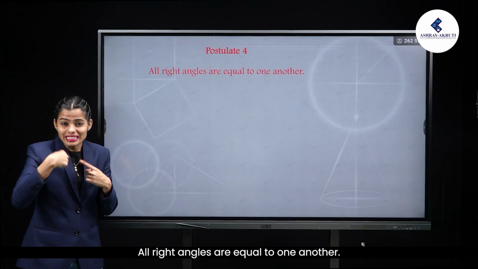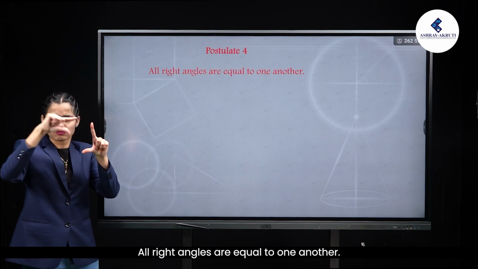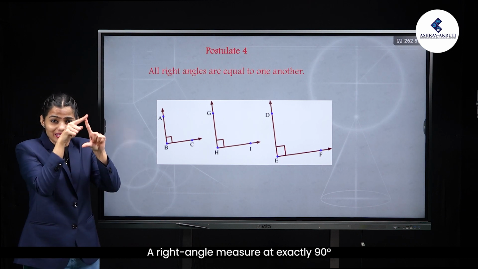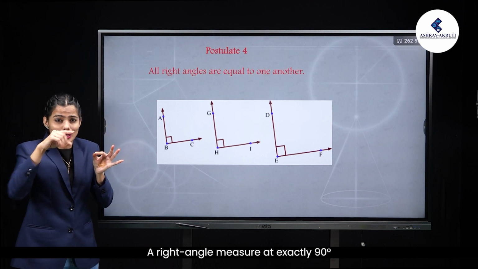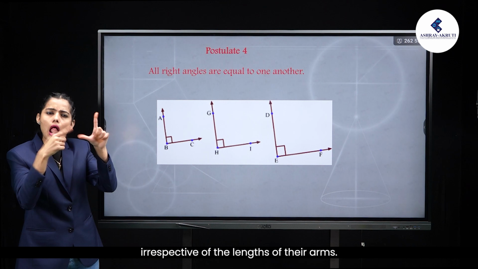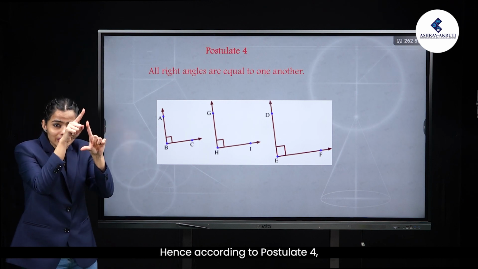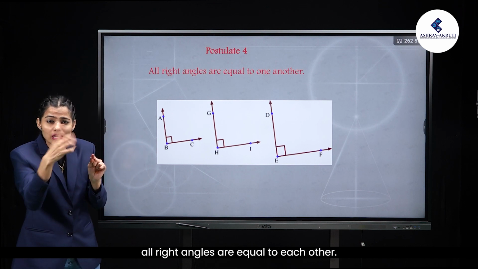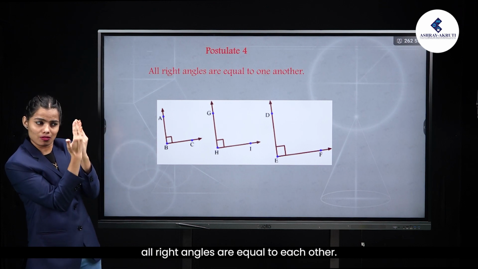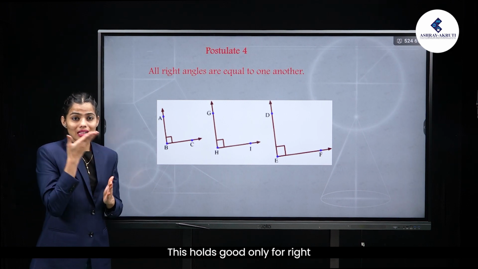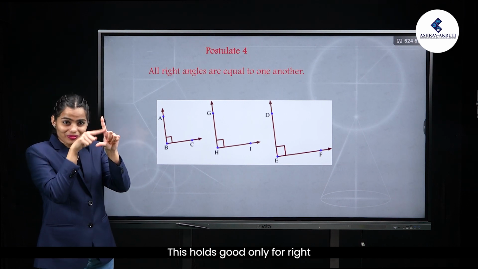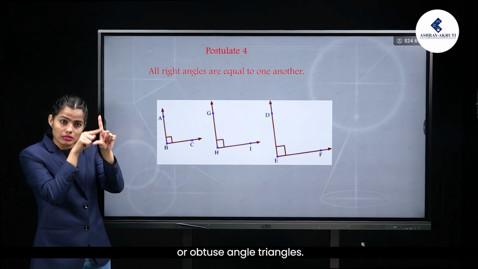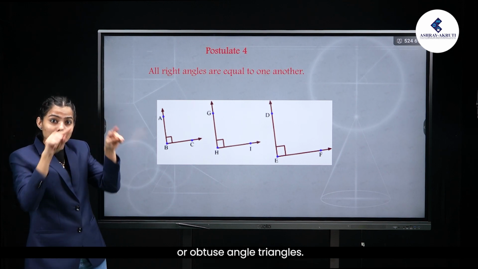Postulate 4. All right angles are equal to one another. A right angle measures exactly 90 degrees irrespective of the length of its arms. Hence, according to postulate 4, all right angles are equal to each other. This holds good only for right angles and not acute angles or obtuse angles.